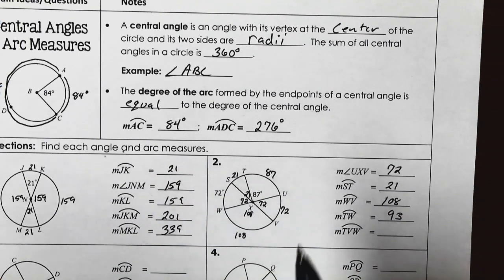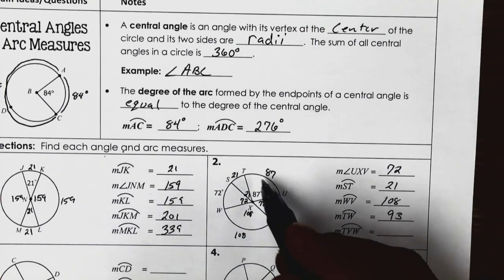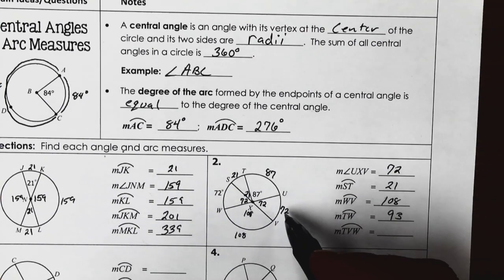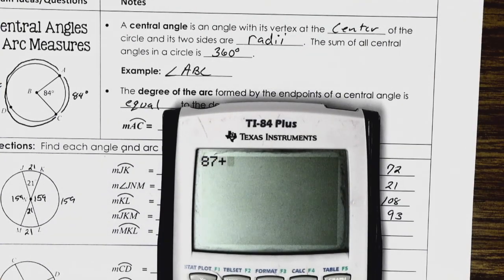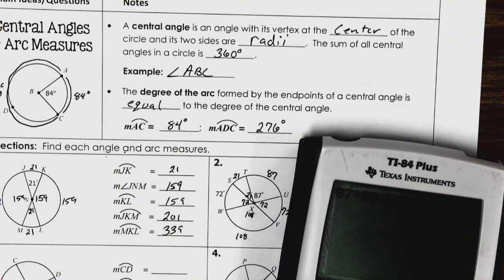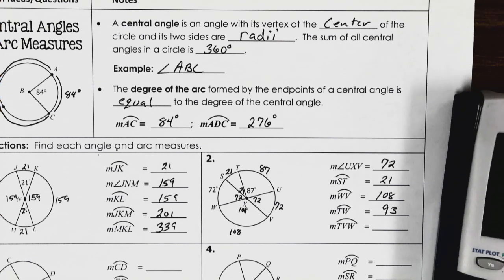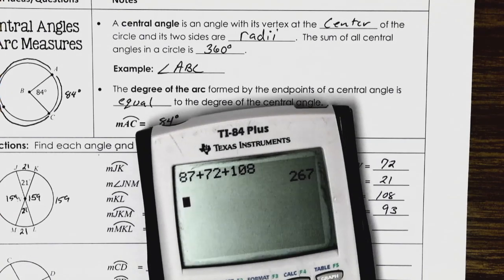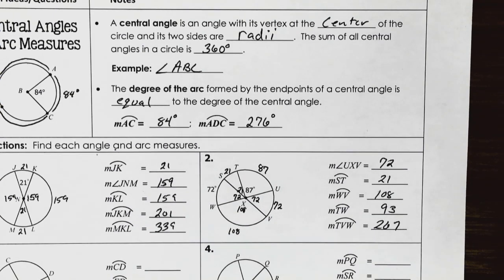And then TVW, so T to V to W, so this way. I'm going to have to add the 87, the 72, and the 108. So 87 plus 72 plus 108, which gives me 267. And there you go. All right, so we'll go ahead and finish the rest of the examples in the next video.